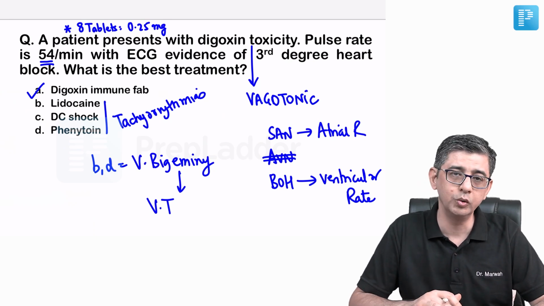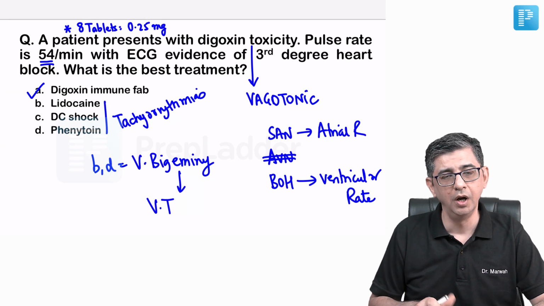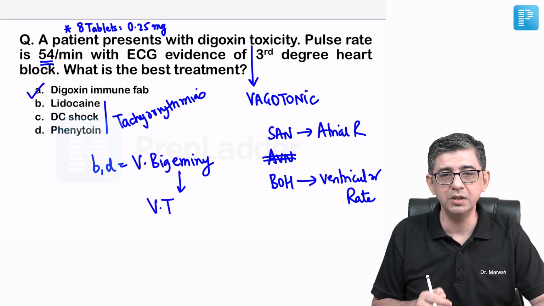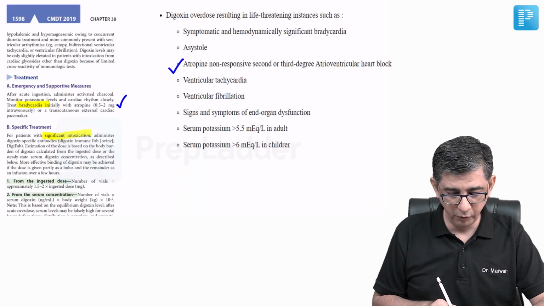And the logic that I used, suppose I'm not aware of all this theory, is simply that options B, C, D are primarily used for tachyarrhythmias. Moving to the next question.